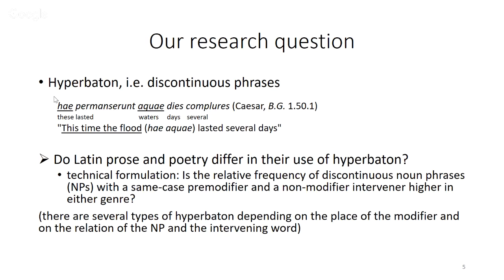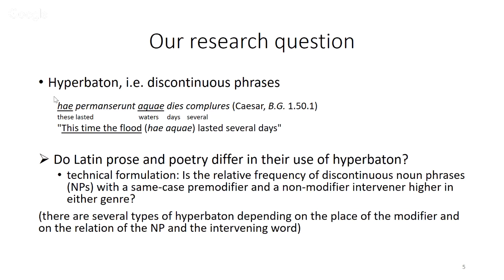Discontinuous means here hyperbaton, a construction where the phrase is made discontinuous by an insertion of other words. For example, in this Caesar sentence, "hae permanserunt aquae dies cum plures", the modifier hae is detached from its head, aquae, by the predicate permanserunt. So the noun phrase hae aquae is discontinuous.